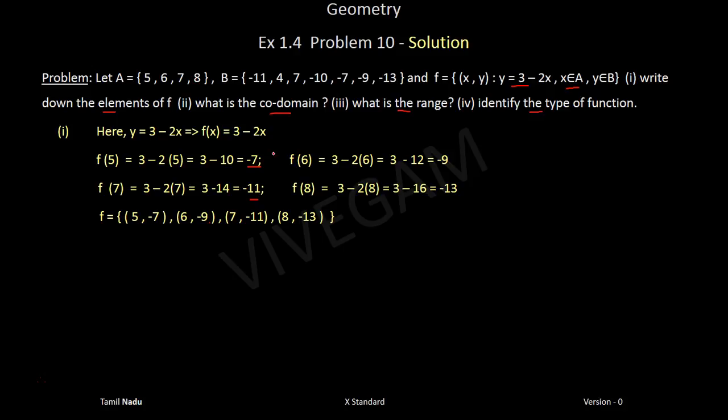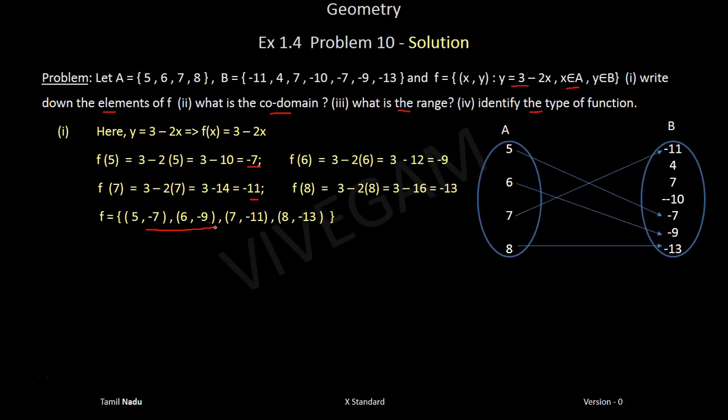Next is 8. So f of 8 is equal to minus 13, and minus 13 is present in B. So the ordered pair is (8, minus 13). So f is equal to the set of all these ordered pairs. Right? Next, so what is the codomain?